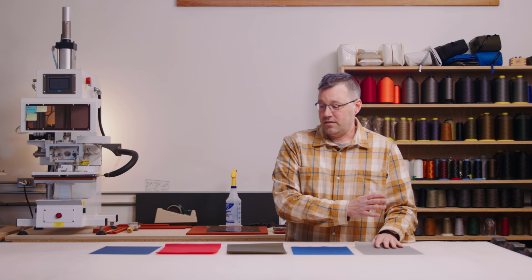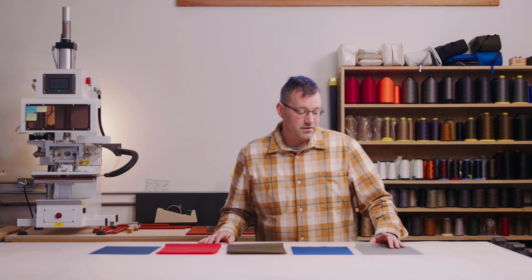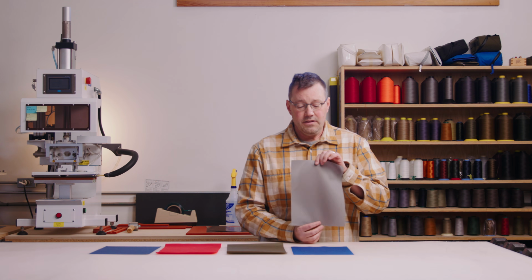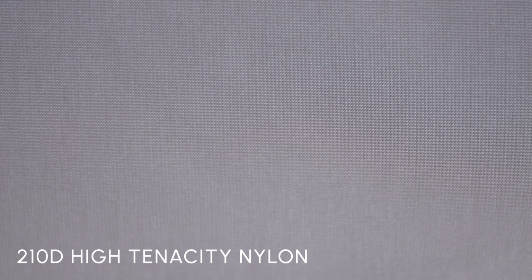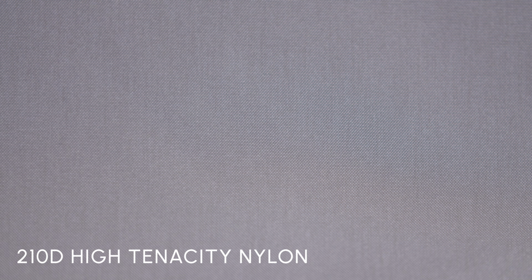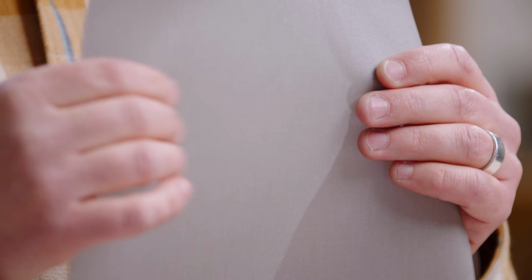Okay, so let's look at our EVERGOODS main body textiles. I'm going to start with the lightest and then go on to some specialty things that we do. This is our 210D high tenacity nylon. This is very tightly woven. It's 210D, it's the smallest yarn bundle that we use, and the weave is very tight and very dense.